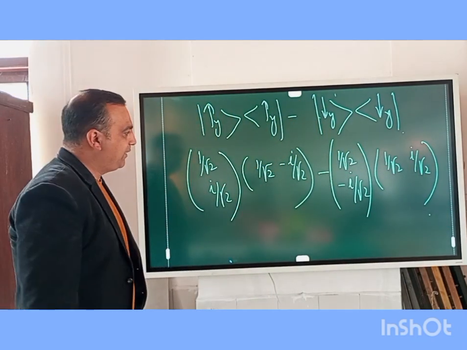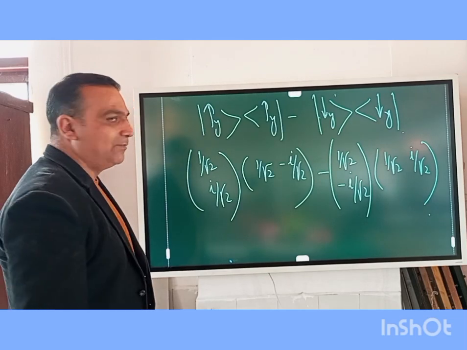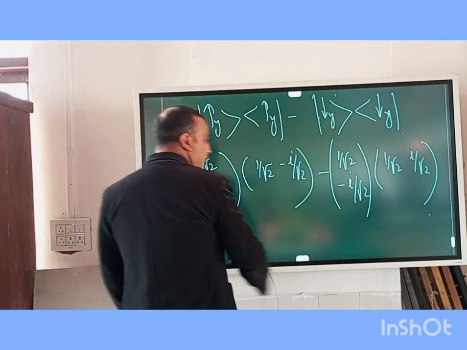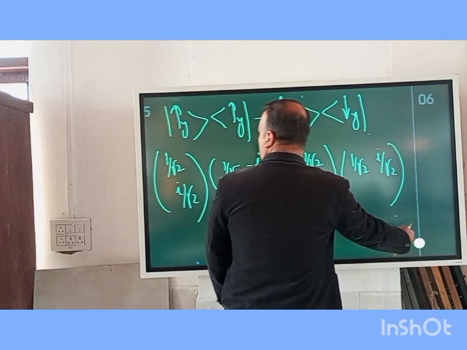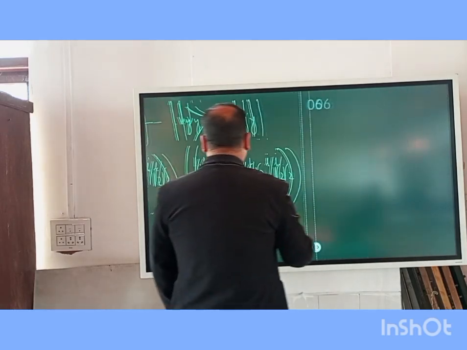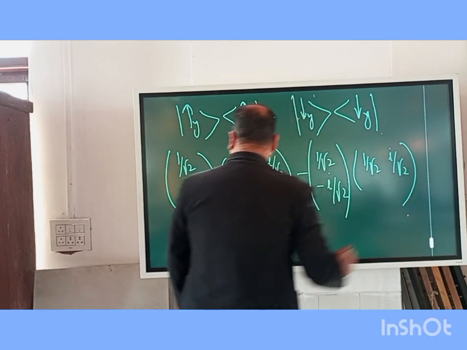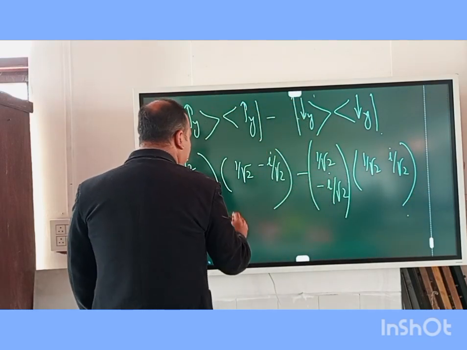Clear? Okay? So now all I have to do is multiply them. So we have to go with the matrix multiplication. I think I'll use another page for this. Okay, 1 by root 2. Let me write it here. So this will give me 1 by 2.